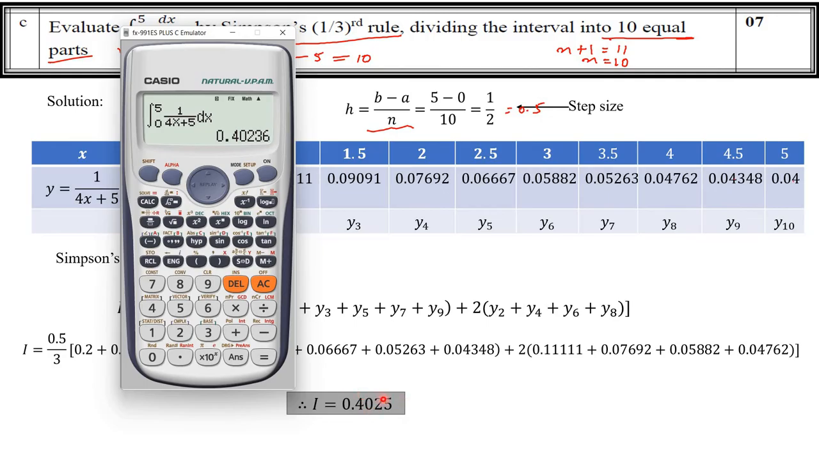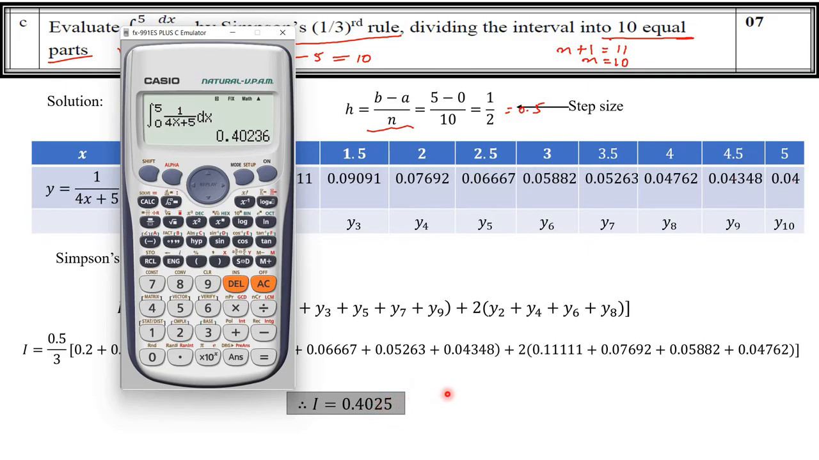There is no much difference. If you find the difference, it will be in the third decimal place or fourth decimal place. It will be in the fourth decimal place. Straight away you can write the answer as 0.40236. No issues in that. So you will get the same answer. So that is nothing but the error.